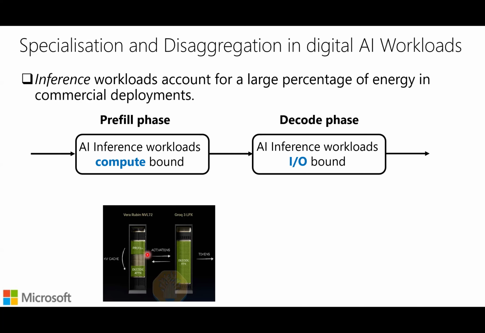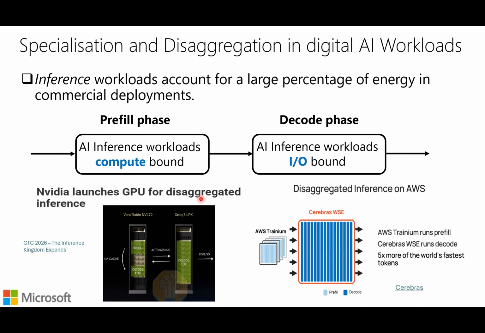The graph on the bottom left is supposed to show you that in the next generation of GPUs that NVIDIA are bringing out, they're bringing out specialized GPUs, where the prefill and the decode GPUs are going to be different pieces of hardware. Amazon has a similar thing with their systems. They have a thing called Trainium that does the prefill, and something called Cerebras that runs the decode.